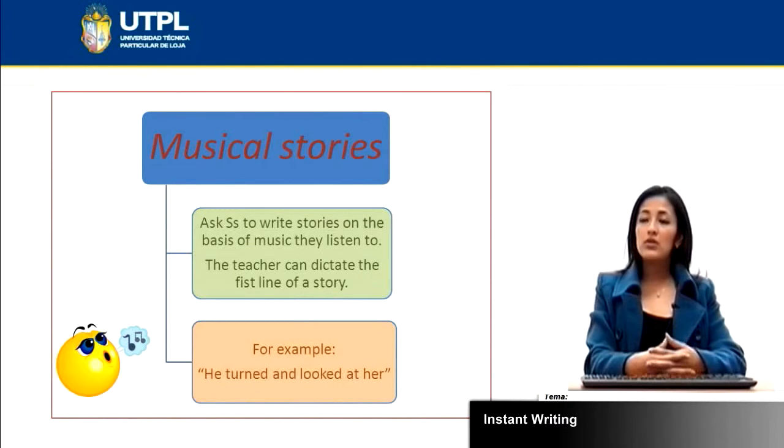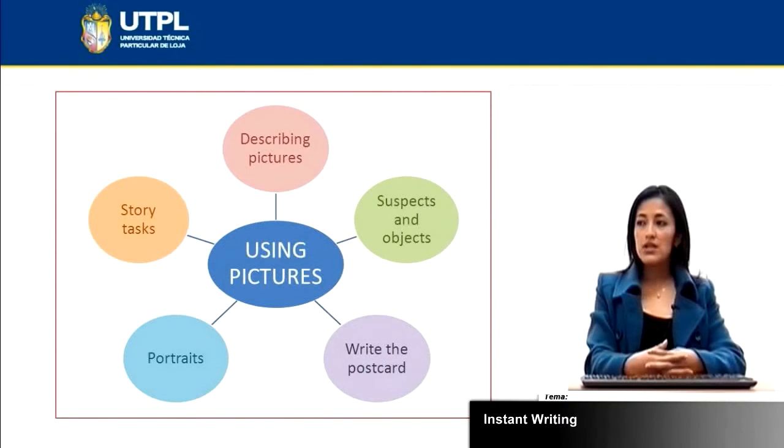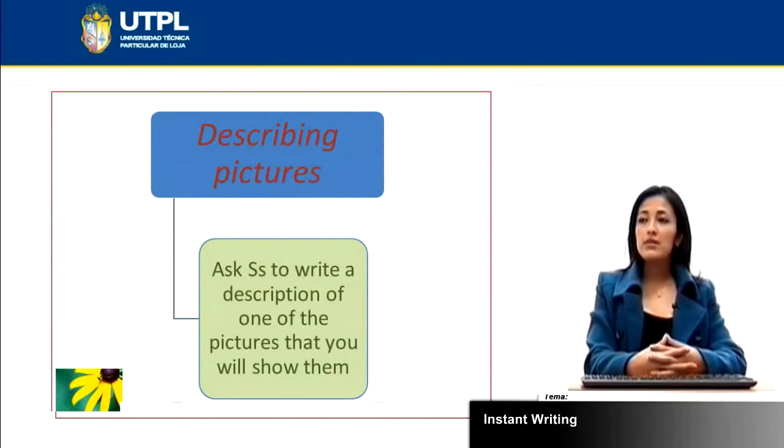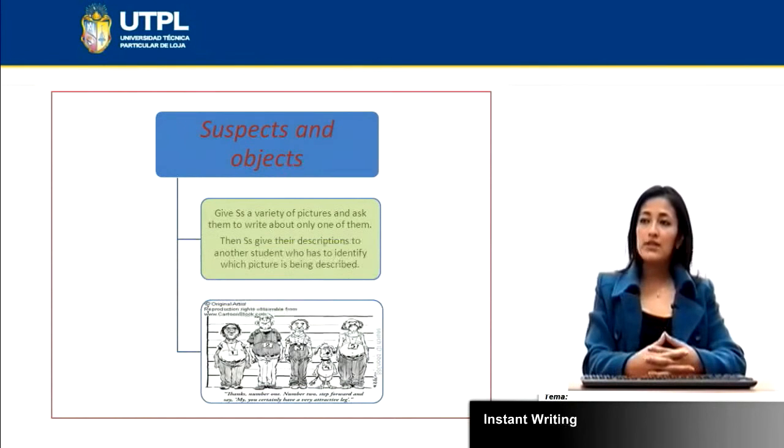Another way is using pictures. Here there are different activities such as describing pictures, suspects and objects, write a postcard, portraits, and story tasks. In the case of describing pictures, students have to write a description of one of the pictures that the teacher is going to bring to the class, and then she or he is going to show them. In the case of suspect and object, the teacher has to give students a variety of pictures and ask students to write about only one of them.